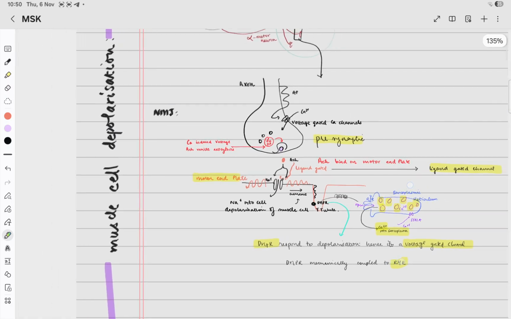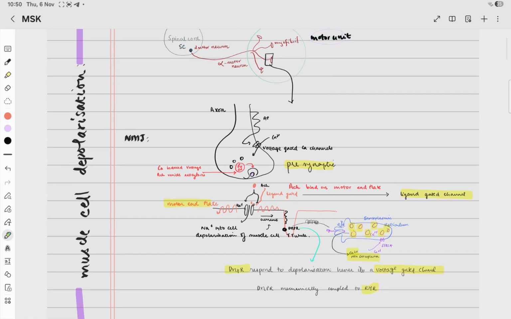We need to know the basics of this muscle cell depolarization for us to understand anything else.